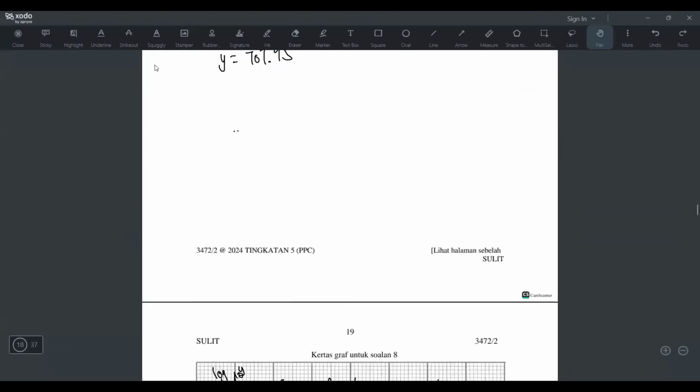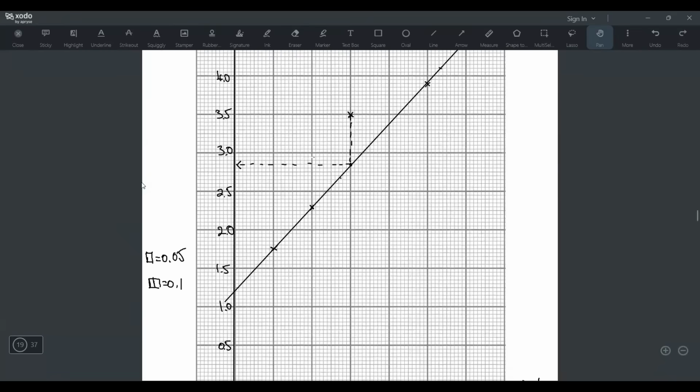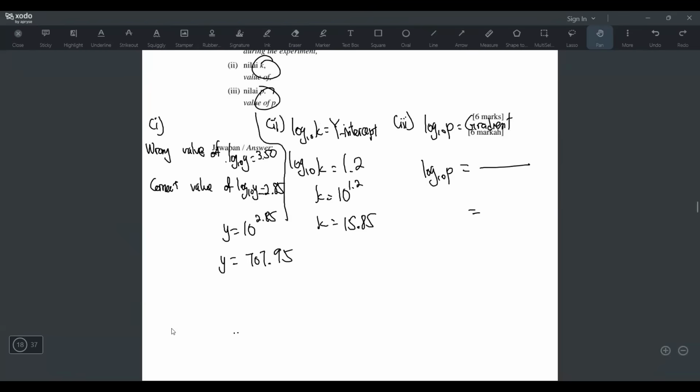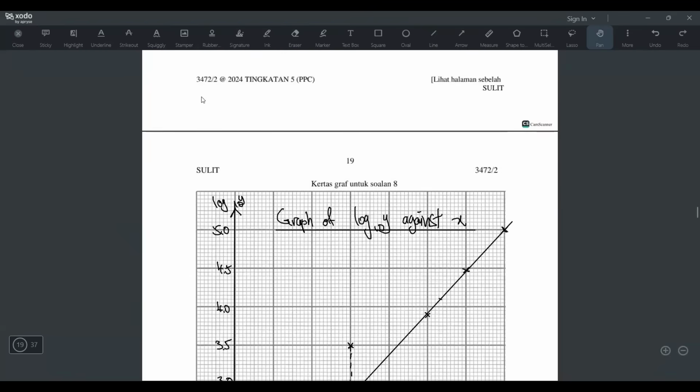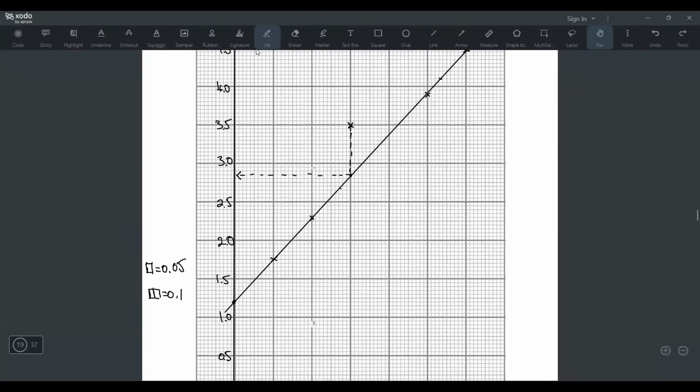What about my gradient? My gradient, I have to take 2 coordinates. I need to choose two points, right? Because the formula for gradient is y minus y divided by x minus x. So you can choose any 2 points you want, but I will choose 0 to 5. Let me tell you why.